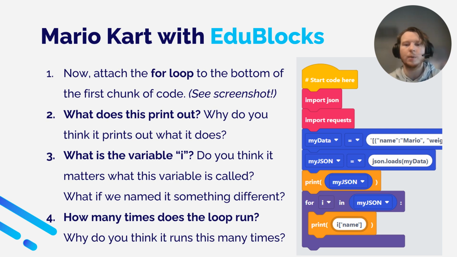You can ask what the variable i is. This is a counter variable in this case, iterating the for loop a certain number of times. And how many times does the loop run? I can't remember exactly how many observations there are in this data set, but it should run that many times because there are that many i's in myJSON. And encourage students to get to that point where they're noticing that the number of observations is the number of times the loop runs.